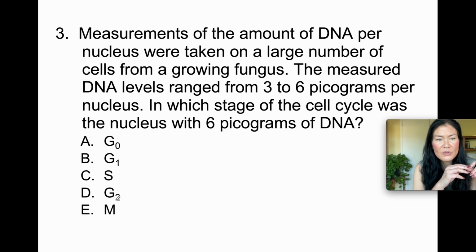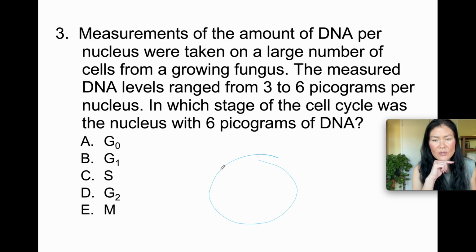So this is question number 3. Just for the sake of time, I did remove question number 2. Measurements of the amount of DNA per nucleus were taken on a large number of cells from a growing fungus. The measured DNA levels range from 3 to 6 picograms per nucleus. In which stage of the cell cycle was a nucleus with 6 picograms of DNA? Okay, so we have the cell cycle, right?